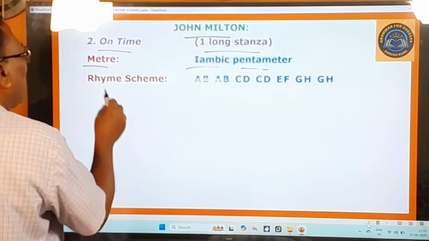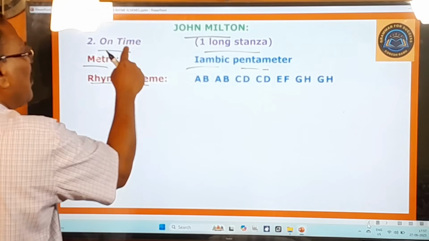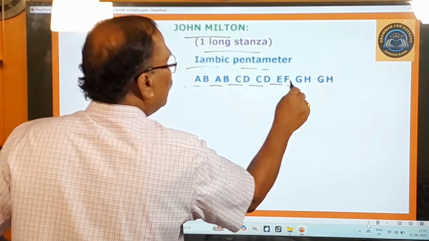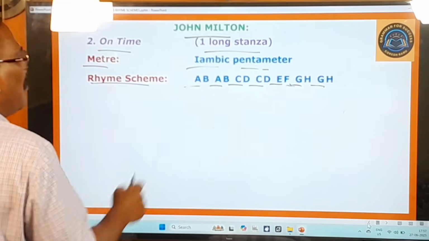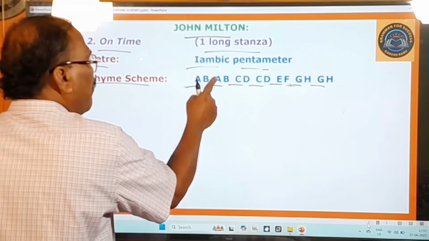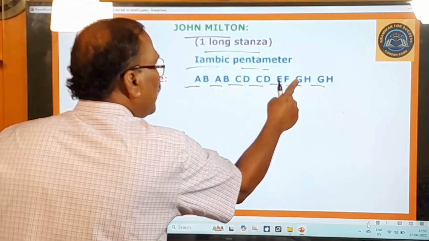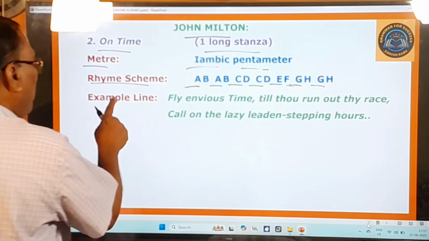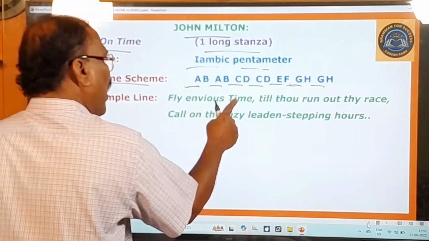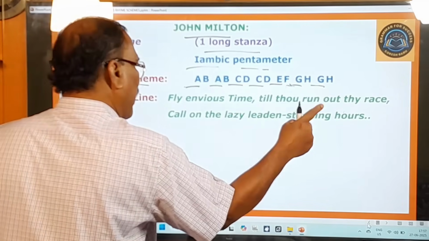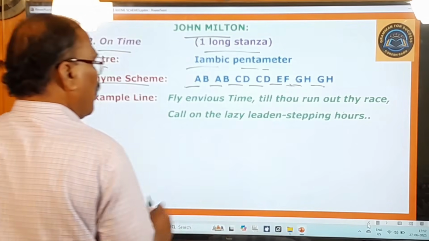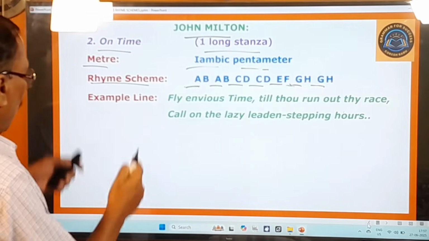And then comes the rhyme scheme. What is the rhyme scheme followed in this poem? AB, AB, CD, CD, EF, EF, GH, GH. So that means this is the rhyme scheme: AB, AB, CD, CD, EF, GH, GH. So that is some kind of rhyme scheme. And here you pay attention. Fly envious time till thou run out thy race. Call on the lazy leaden stepping hours. Here 1 example is given.